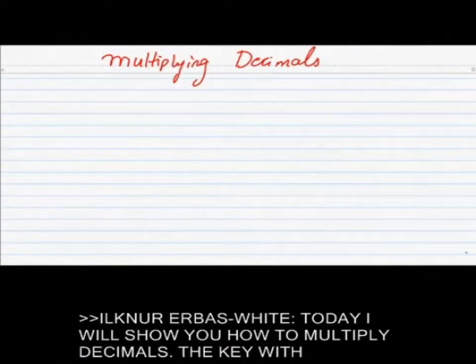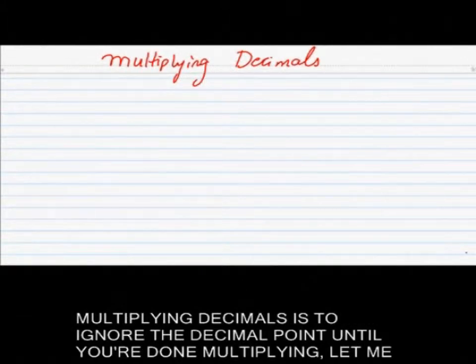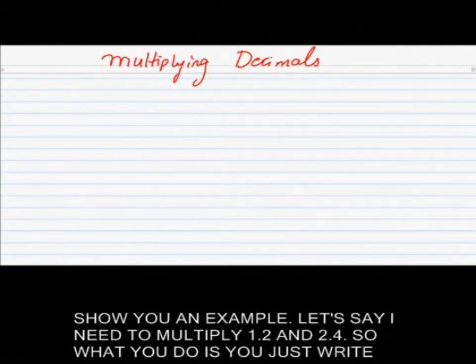Today I will show you how to multiply decimals. The key with multiplying decimals is to ignore the decimal point until you're done multiplying. Let me show you an example. Let's say I need to multiply 1.2 and 2.4.